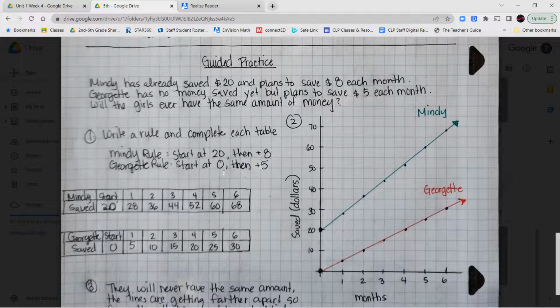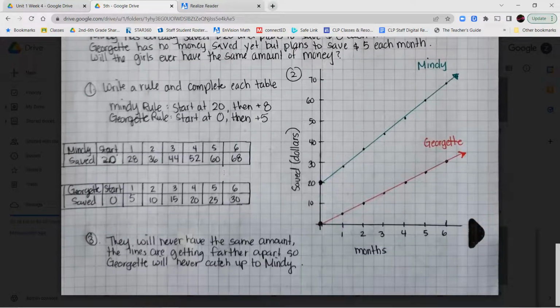So our first question says, write a rule and complete each table. So Mindy's rule is start at 20 and then add 8. And Georgette's rule is start at 0 and add 5. So we set up our 2 data tables. And then we were going to graph the points.